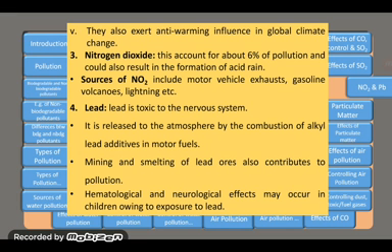The mining and smelting of lead ores also contribute to pollution. Then hematological and neurological effects may occur in children owing to exposure to lead. It could lead to some adverse effects as touching human health.